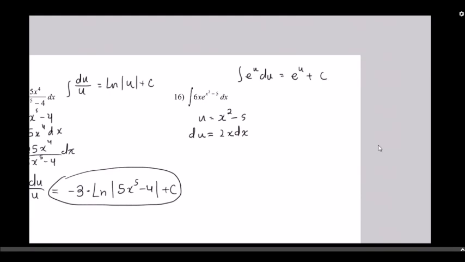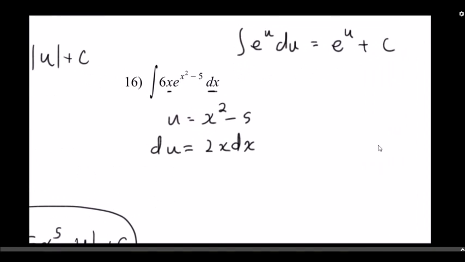So I've got the x and the dx for my du term, but the 6 should be a 2 to match with that 2 there. So I'm going to rewrite the 6 as a 2 and then put a 3 out in the front. So it's going to be 3 times the integral of 2x e to the x squared minus 5 dx.